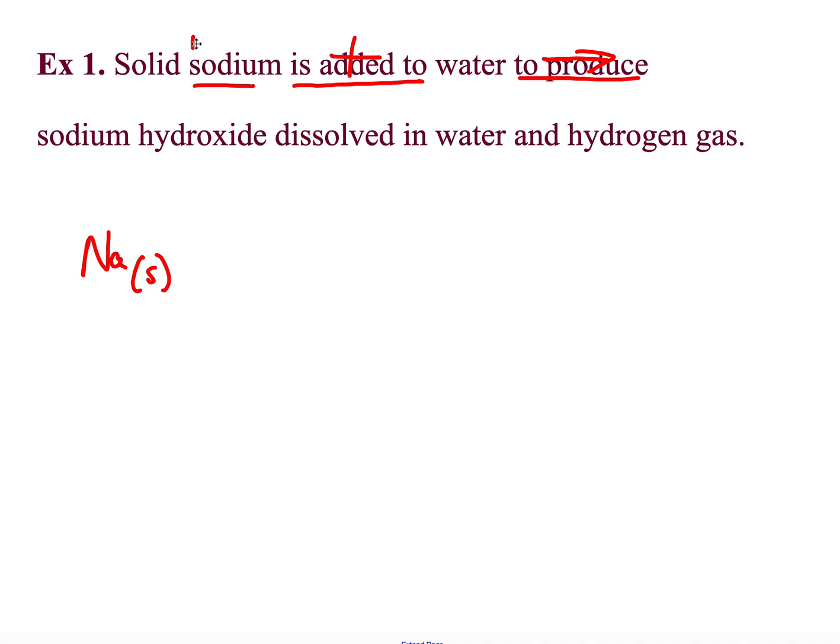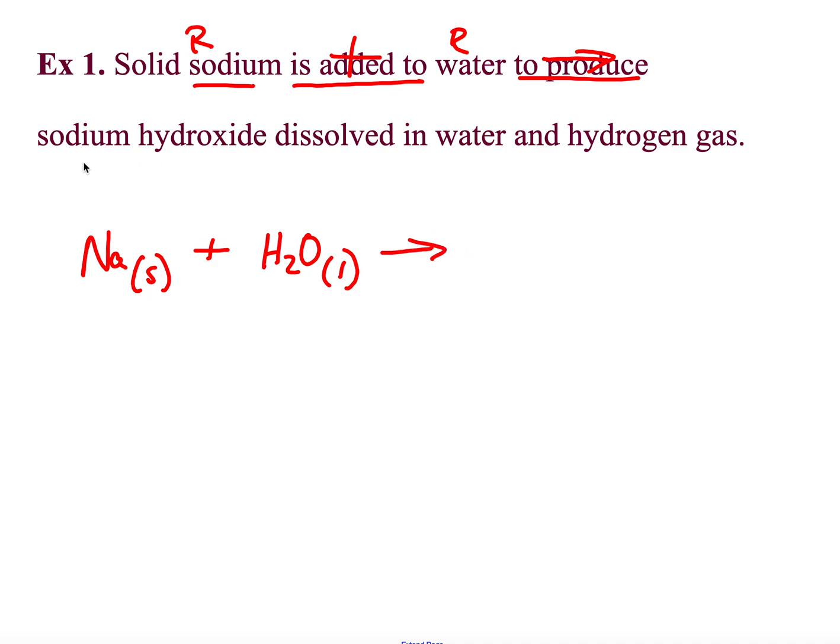So there's my first reactant. Is added to water. That's my second reactant. So I put a plus, and then I write the formula for water, and unless I'm told it's water vapor or ice, I just assume it's a liquid. To produce, there's my yield arrow. Then what does it make?